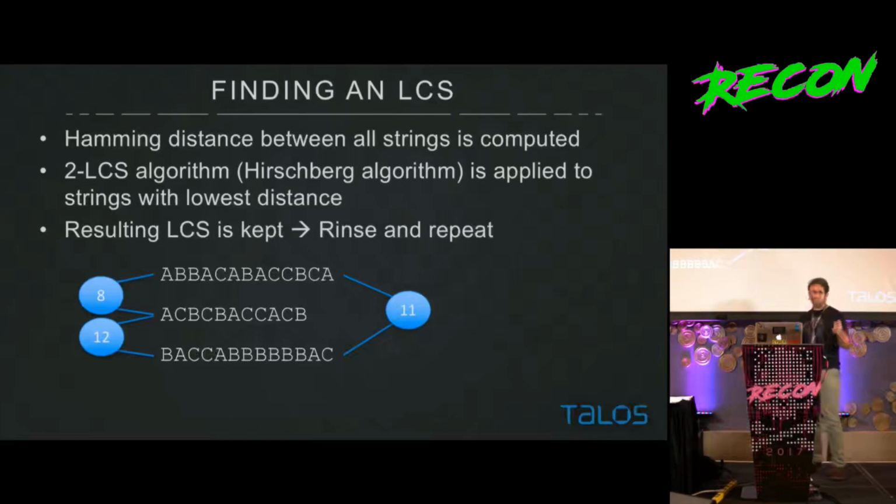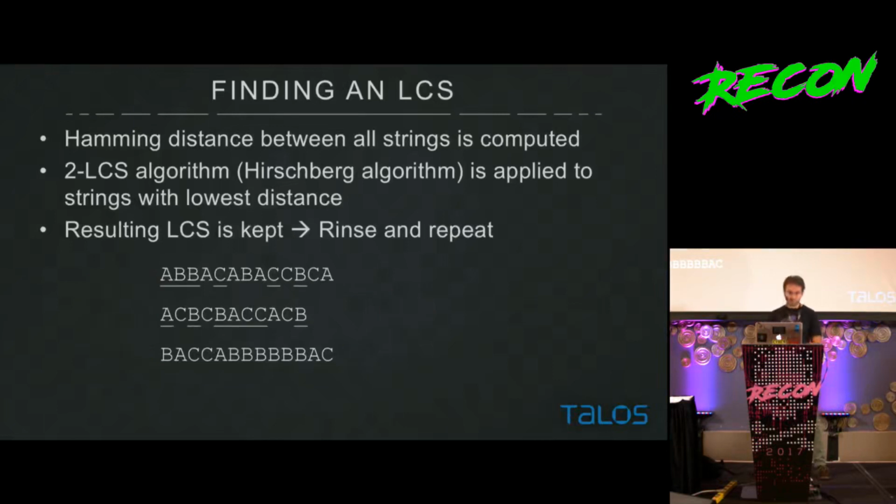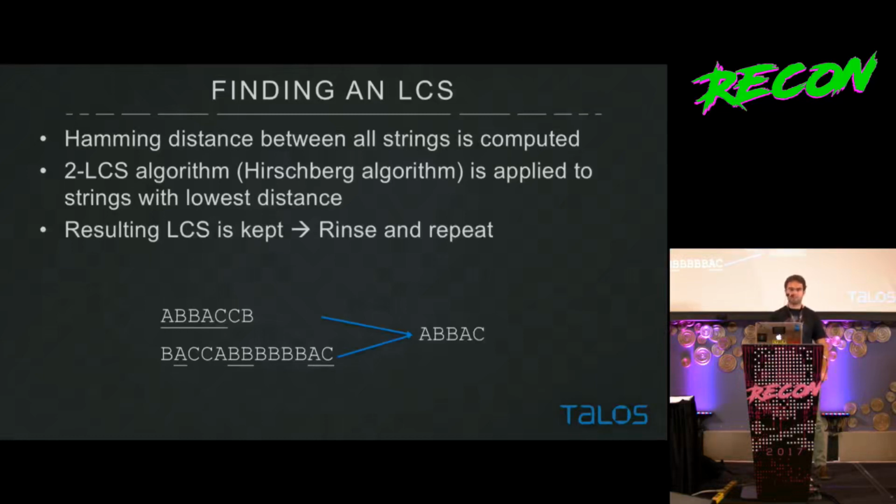So to make this a bit more graphical, here we compute the Hamming distance. The Hamming distance, just to remind you, is you look at the characters at the same position. So for example, AA are the same, so you add 0 to the Hamming distance. You look at BC, they're different, you add 1 to the Hamming distance. So you see this string has 8 distance, this one 12, these two, and this one 11. So we keep the ones with the lowest Hamming distance. We run the LCS algorithm on them. We extract the longest common subsequence. We discard the two strings, just keep the longest common subsequence, and then we repeat, run the longest common subsequence, get one longest common subsequence, and we're done.